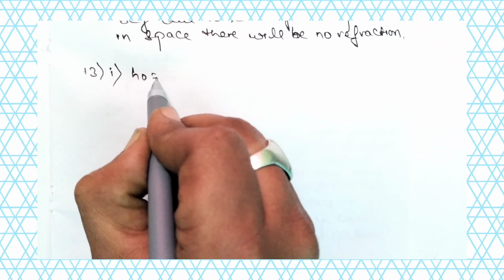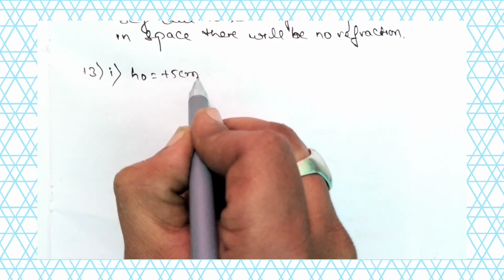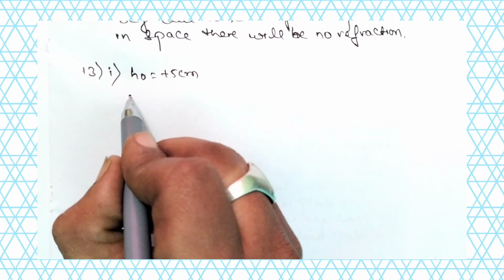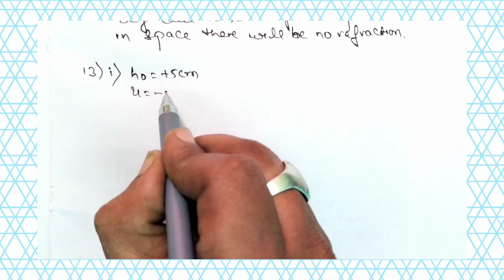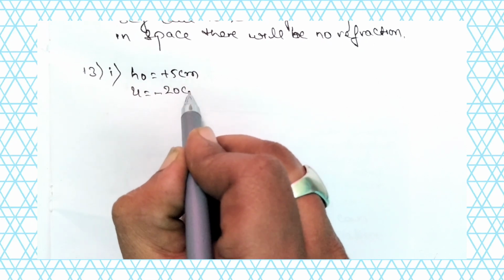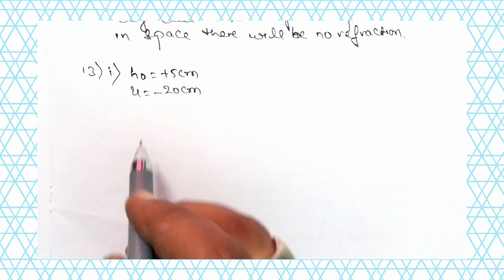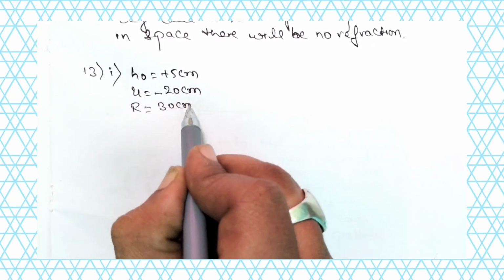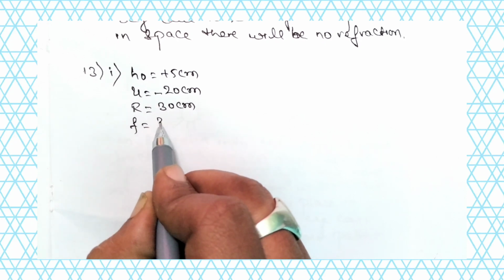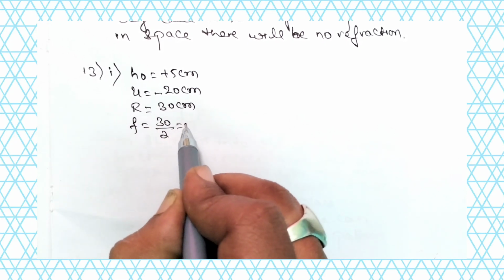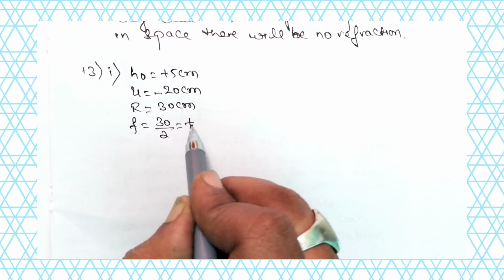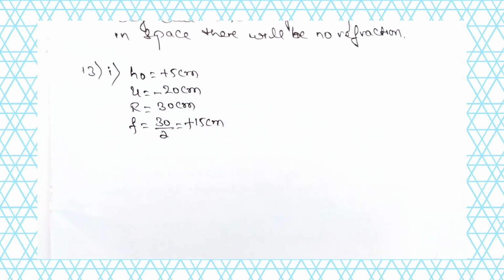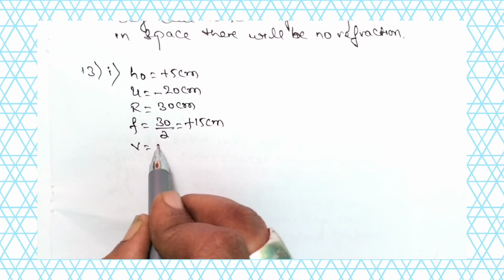That is h naught is equal to plus 5 centimeter. Then it is placed at a distance of 20 centimeter. Object distance is given, u is equal to minus 20 centimeter. Then radius of curvature is given, so radius of curvature is 30 centimeter. Then the focal length will be 30 by 2, and since it is convex, the focal length should be taken as plus, plus 15 centimeter. Now we have to find out what is the position of the image.